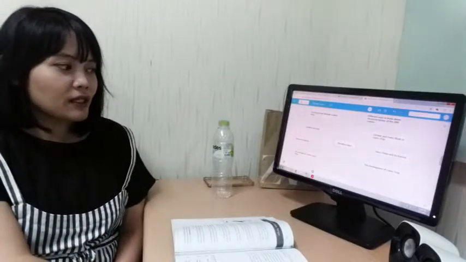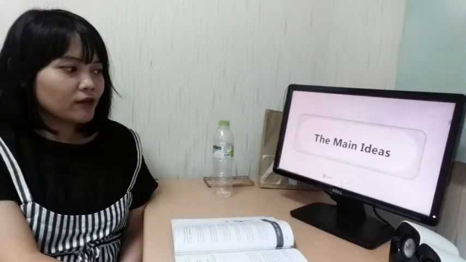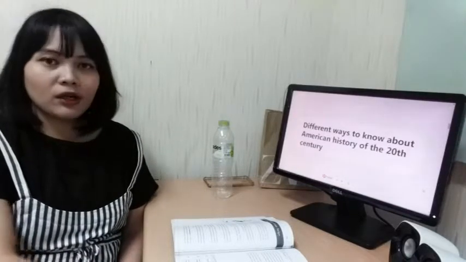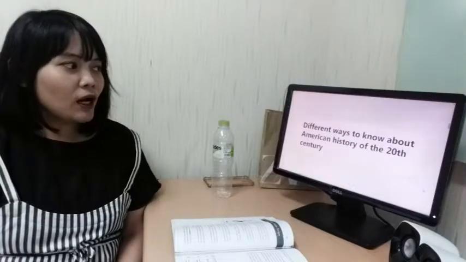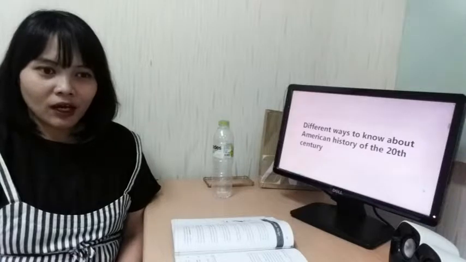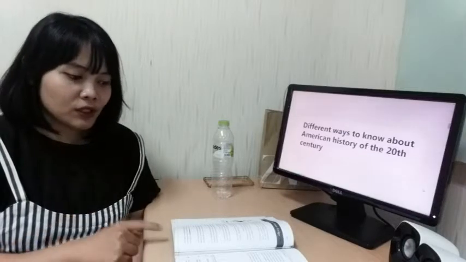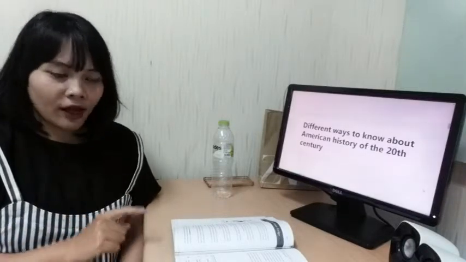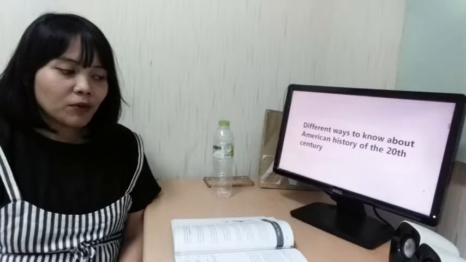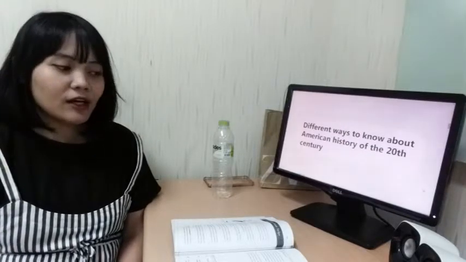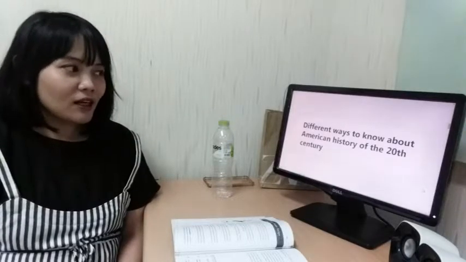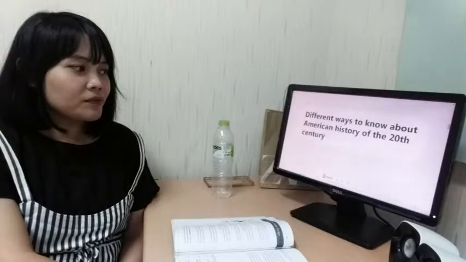So starting from the main ideas here, I need you to see the screen. What do we have as the first paragraph? In the first paragraph, we are discussing the different ways to know about American history in the 20th century. We are not discussing further about Little Abner or Bogo, the cartoon characters here, but we discuss how people got their entertainment in the past. Next one.